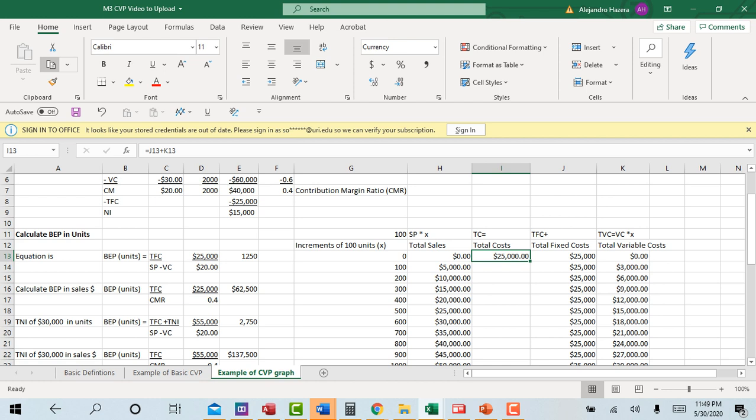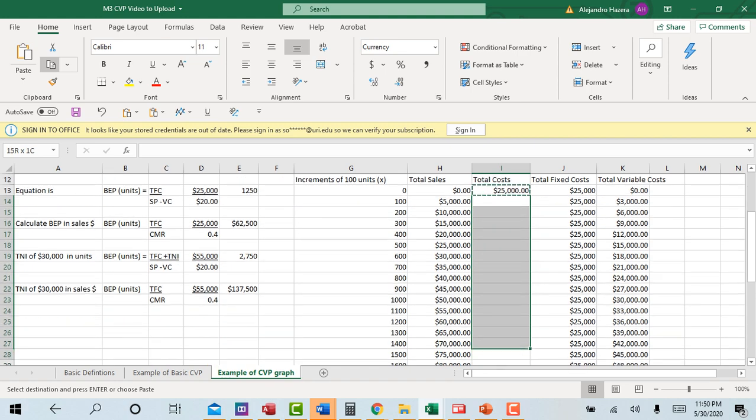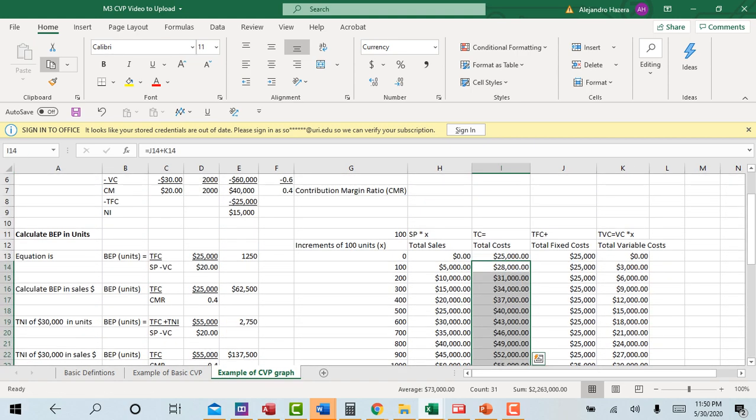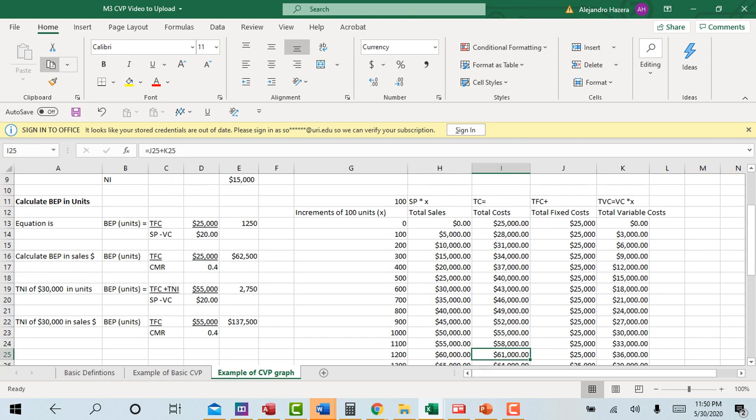So this makes sense. If you produce 0 units and sell 0 units, your total costs are equal to your total fixed costs. Then they start going up by increments of 100 times the $30 variable cost. So here are your total costs right here. Okay, and that's kind of looking good here.